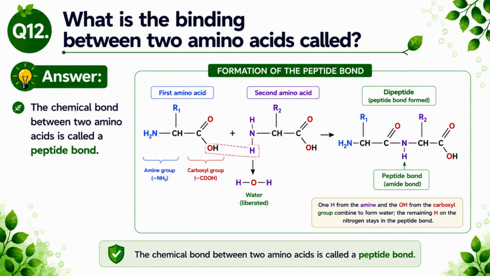Question number 12. What is the binding between two amino acids called? Answer. The chemical bond between two amino acids is called a peptide bond.